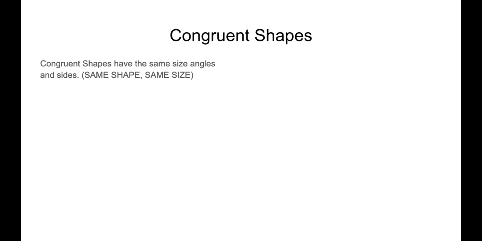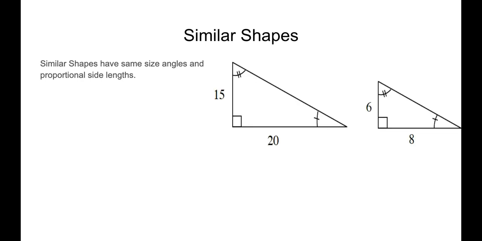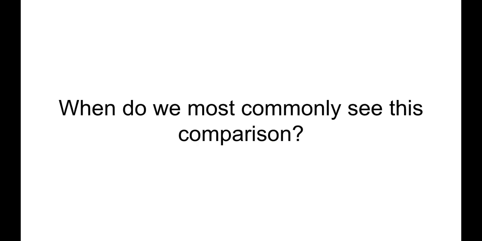So congruent shapes have the same size, angles, and sides. They're the same shape and the same size. Similar shapes have same size angles and proportional side lengths. As we see here, we have a bigger and a smaller right triangle.